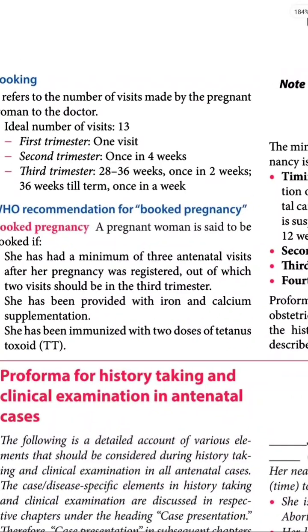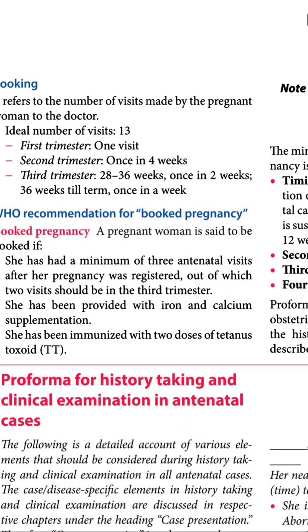So booking, what do you mean by booking? Or when do you call a woman to be in a booked status? So booking refers to the number of visits made by the pregnant woman to the doctor. So number of visits. So ideally, what should be the number of visits? It should be 13. As per WHO, ideally the number of visits should be 13. In first trimester, 1 visit. In second trimester, once in every 4 weeks.